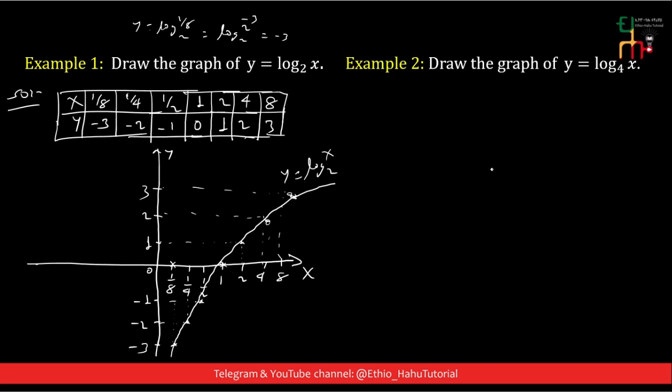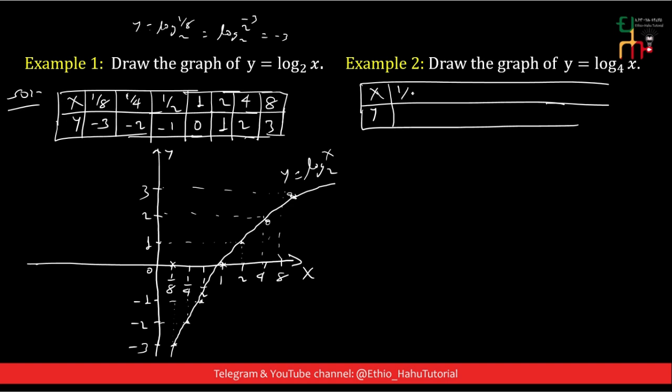Again, let's draw the graph of y is equal to logarithm of x to the base 4. x, y. When x is equal to 1 over 8, y is equal to logarithm of 1 over 8 to the base 4. This is equal to logarithm of 2 to the power of minus 3 over 2 to the power of 2. From properties of logarithms that we have seen so far, this is equal to minus 3 over 2 times logarithm of 2 to the base 2. And this is equal to minus 3 over 2.